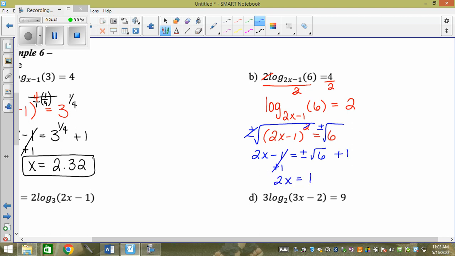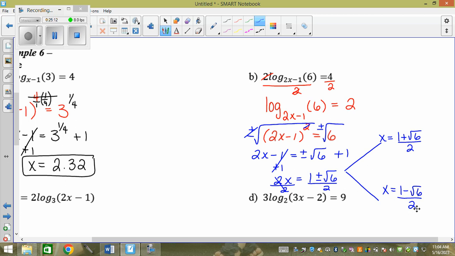Then I get 2x equals, I can go 1 plus or minus root 6 if I want. And then I have to divide by 2. So I'm going to get 2 solutions, correct? I'm going to get x equals (1 plus root 6) over 2, and x equals (1 minus root 6) over 2. If I ask for exact values, I'm done. Right? If I said exact values, not decimals, I would be done. But I'm going to go to 2 decimal places.